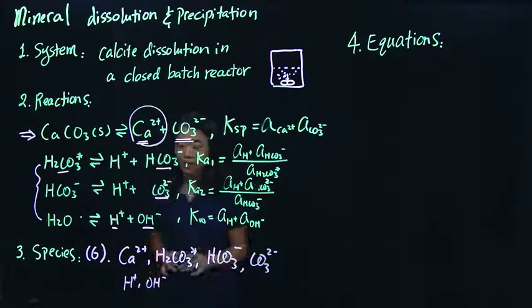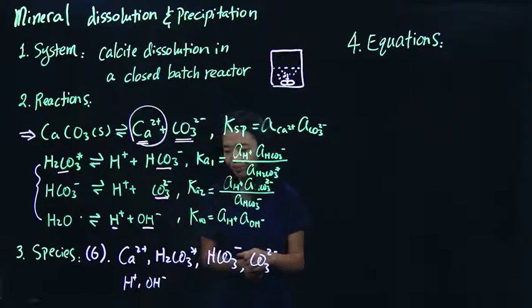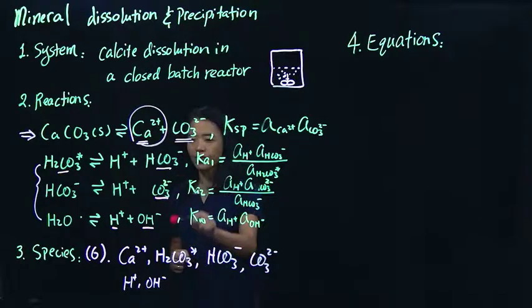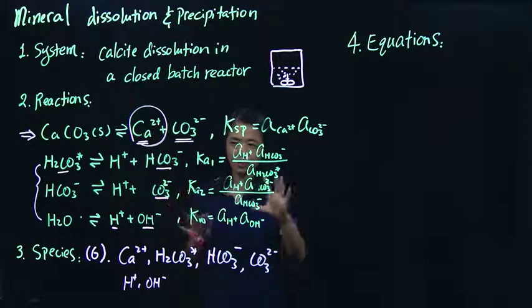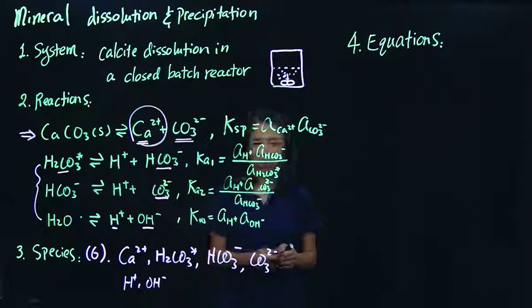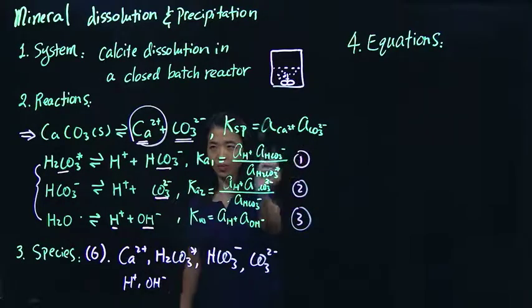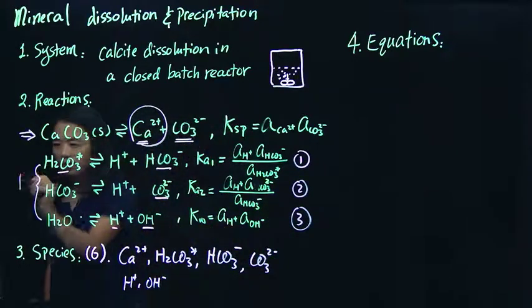What that means is that we essentially have six unknowns to solve for, and we will need six equations to solve for all these species. But one thing we need to pay attention to is that we have these three reactions that occur fast. So you have these three equations already there: one, two, three. These are the three relationships. But we cannot use this one because this is not a fast reaction. These are fast reactions.